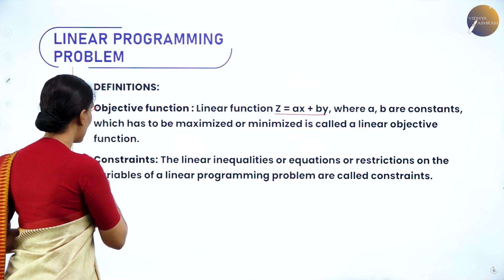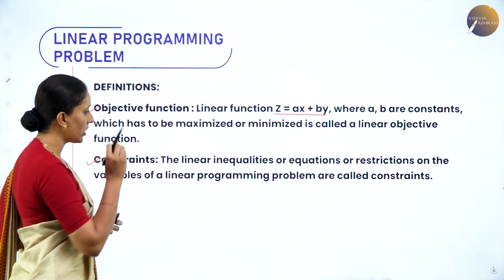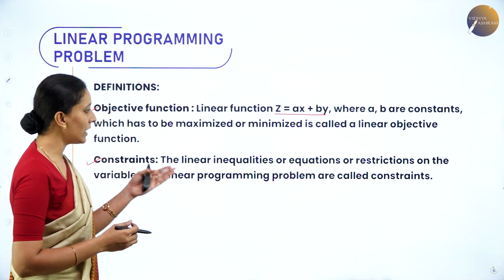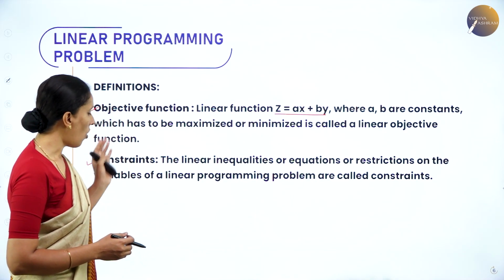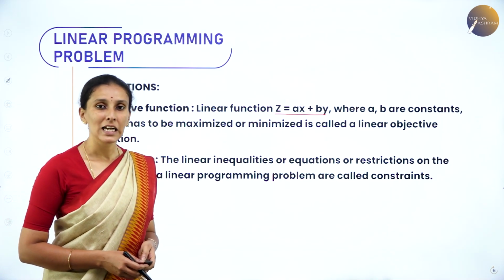The next thing is constraints. Constraints are the conditions related to the objective function, or mathematically we can say the linear inequalities or equations or restrictions on the variables of a linear programming problem are called constraints.